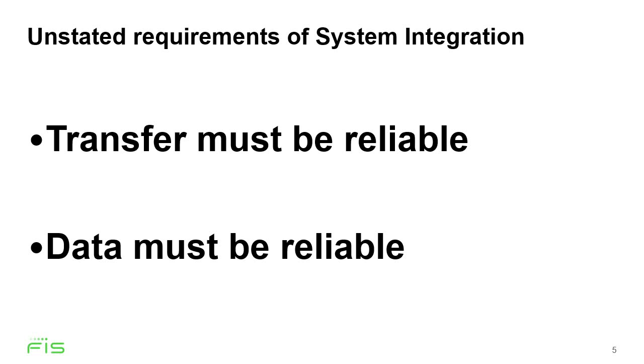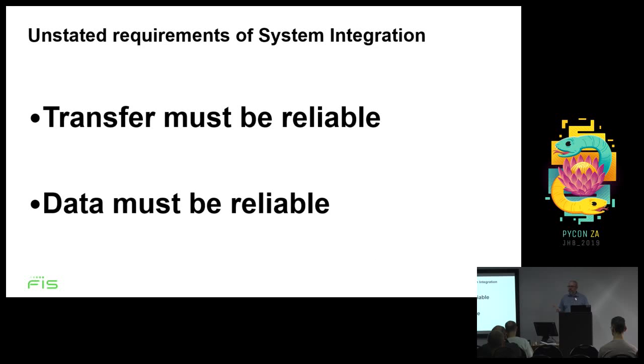Okay, we have some unstated requirements with system integration. This is from the book of the blindingly obvious. It's the things we all kind of understand and expect, but never really state out loud. First, when you're sending data, you expect the transfer to be reliable. You send some data from one side, you expect it to arrive on the other side. It's a requirement. We kind of expect everyone else to know that, but we don't often think about it.